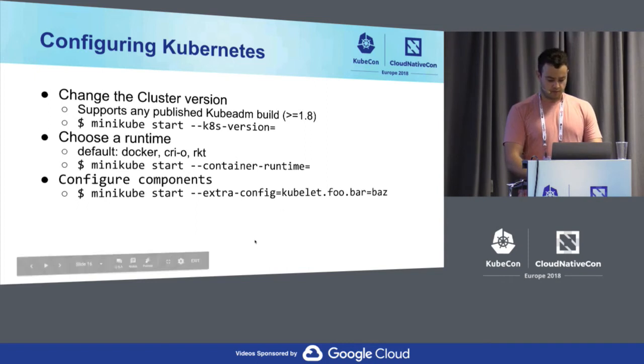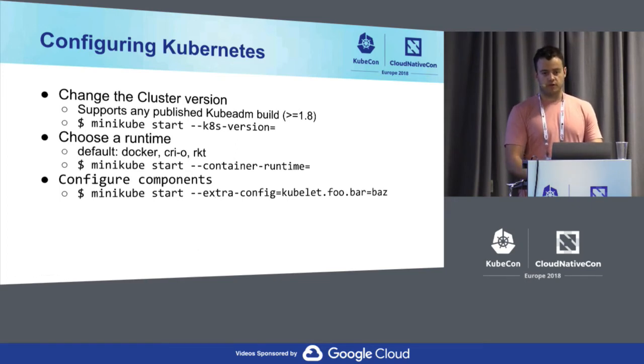So in this example, passing --extra-config equals, and we're setting a flag on the kubelet, the foo.bar flag equals baz. And so you can look up the kubeadm configuration for all of your components, and anything that's settable via the kubeadm YAML, you can set with configuration flags to Minikube here.